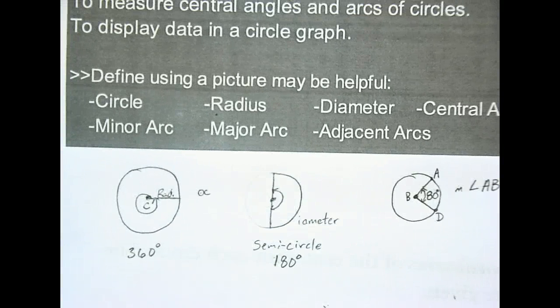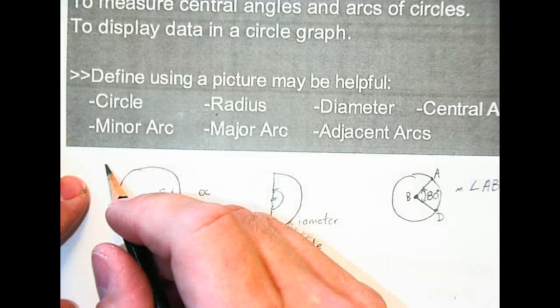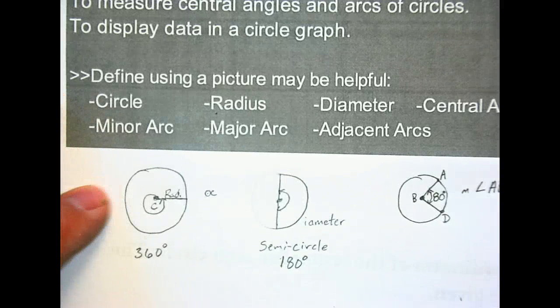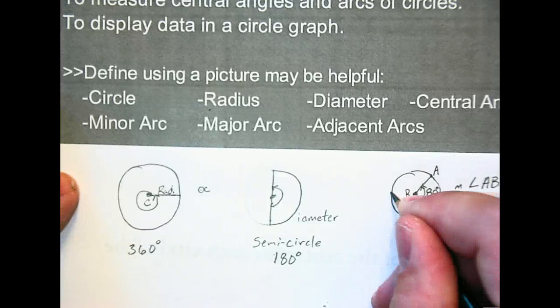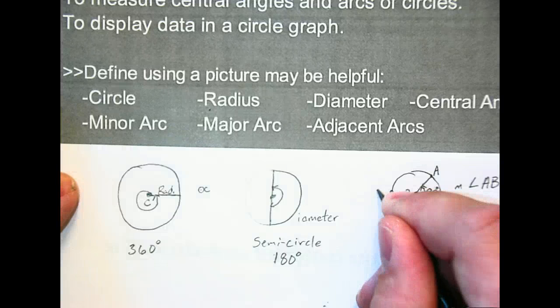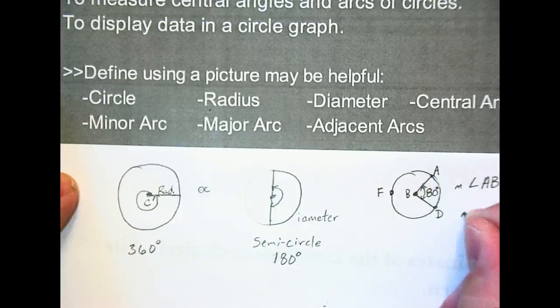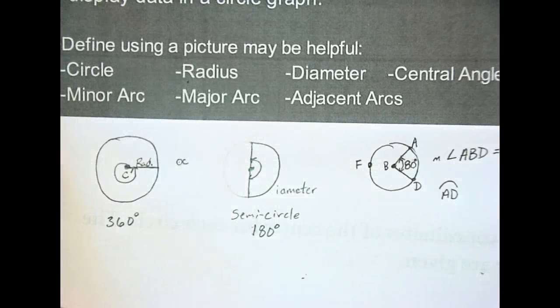All right, a minor arc. A minor arc is an arc that is less than 180 degrees. A minor arc is an arc less than 180 degrees. Okay. So for instance, if I put another point over here, let's call it point F. Well, the arc AD, and we call that arc AD like this. We put a little frowny face and call it arc AD. Arc AD is a minor arc. It's less than 180 degrees.